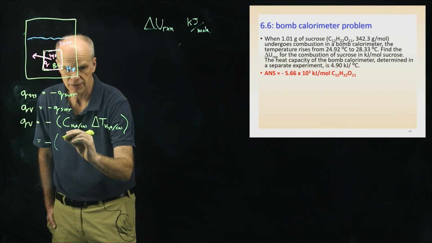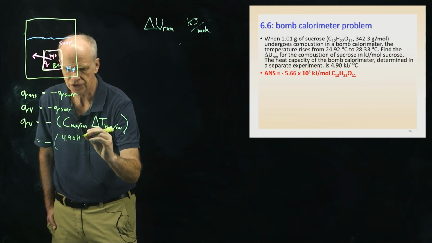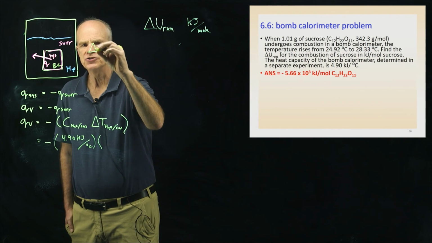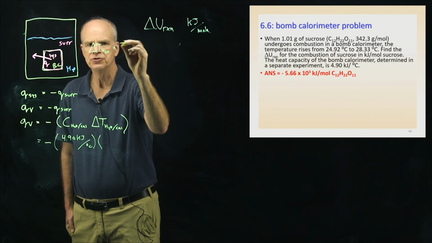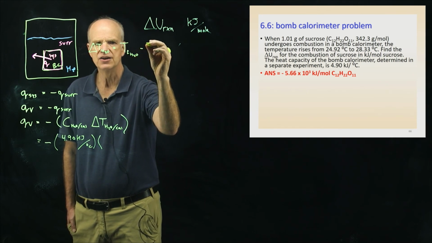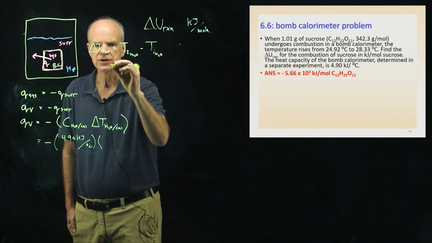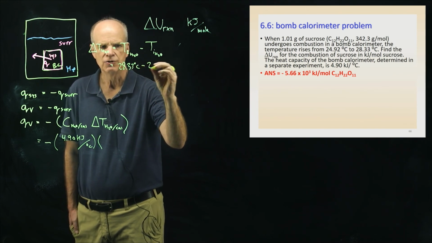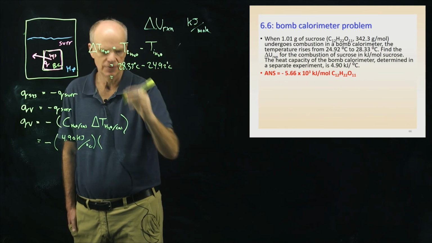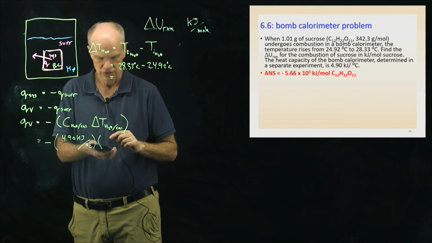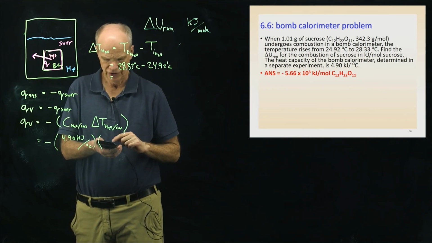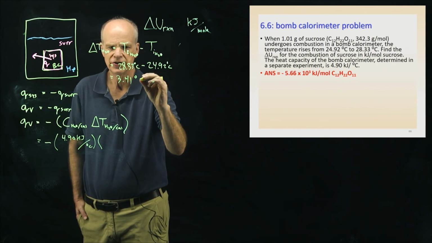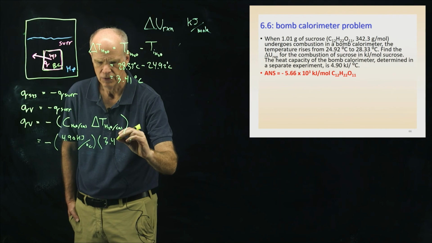So the heat capacity of the calorimeter is 4.90 kilojoules per degree Celsius. And we're going to multiply this by the temperature change, so let's work this out. The temperature change of the water is always equal to the final temperature of the water minus the initial temperature of the water. The final temperature of the water is 28.33 degrees Celsius minus 24.92 degrees Celsius. So let me work out that value here. 28.33 minus 24.92, and I get 3.41 degrees Celsius. Okay, so we put in 3.41 degrees Celsius here.